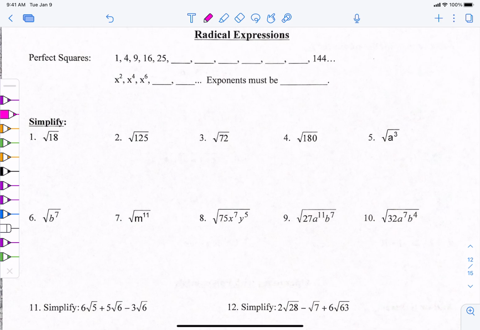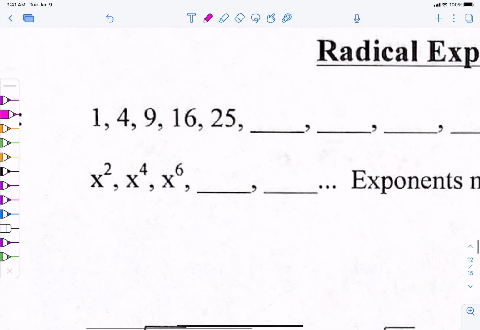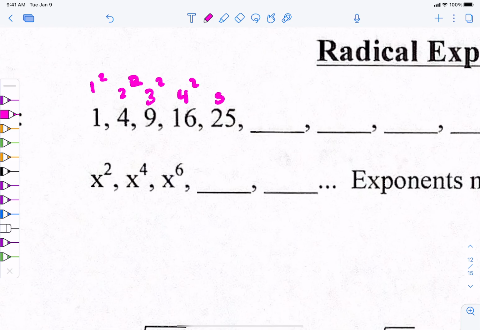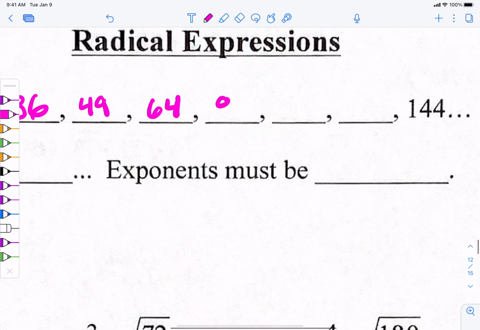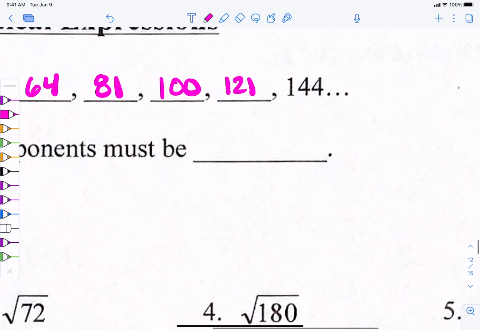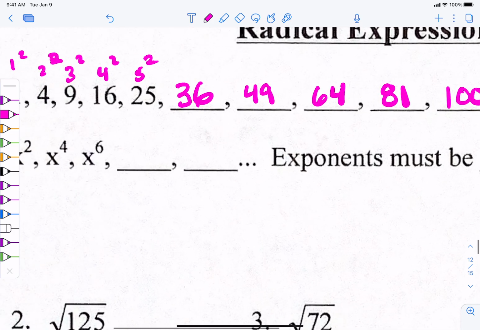It is good to know the numbers that come out as perfect squares. So like 1 squared is 1, 2 squared is 4, 3 squared is 9, 4 squared is 16, 5 squared is 25, 6 squared is 36, 7 squared is 49, 8 squared is 64, 9 squared is 81, 10 squared is 100, 11 squared 121, 12 squared is 144, etc. Okay, so keeping those numbers in mind.